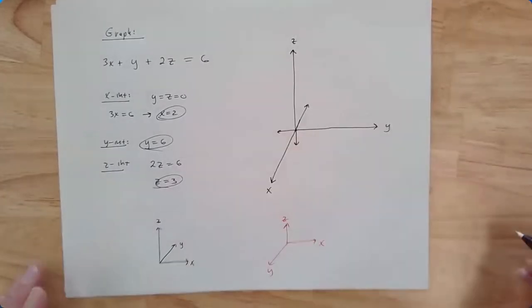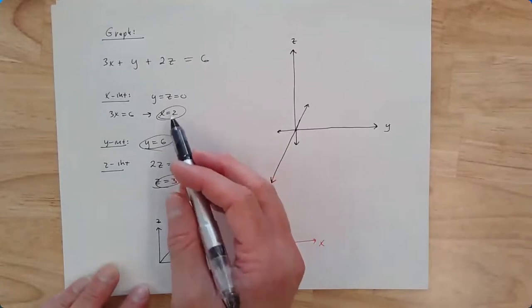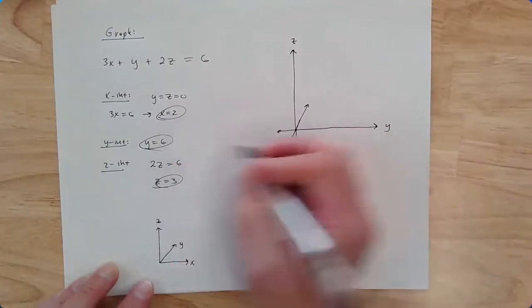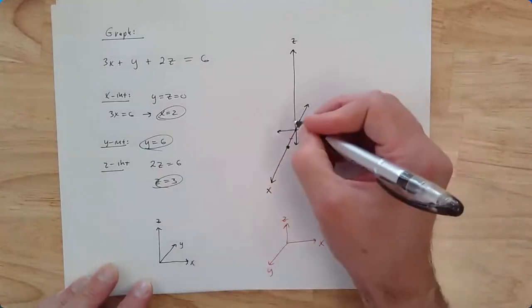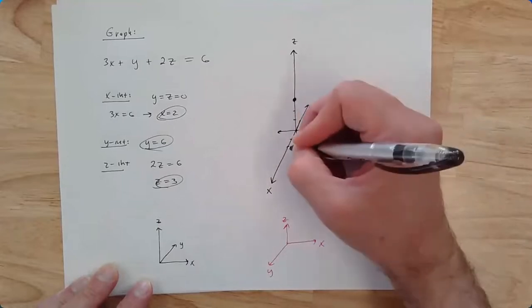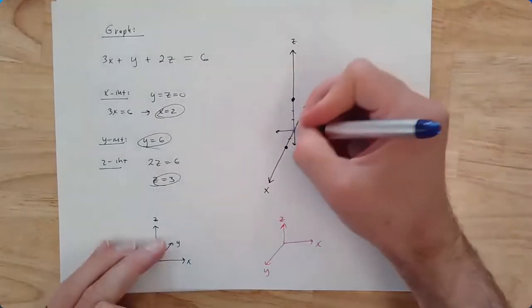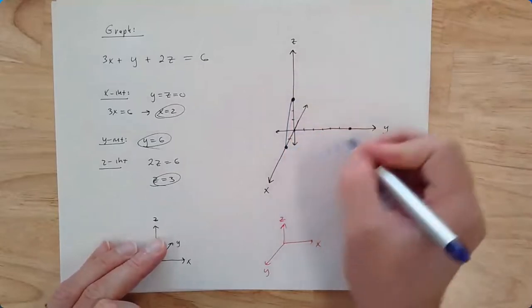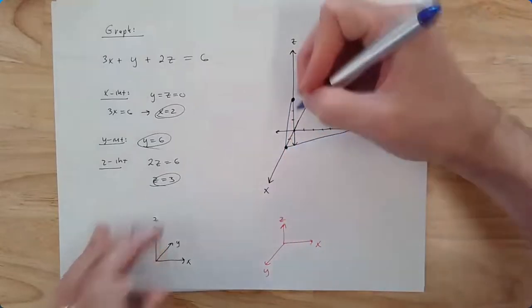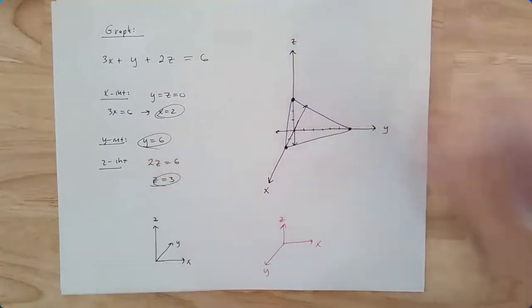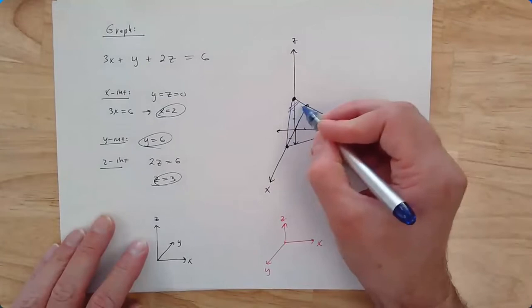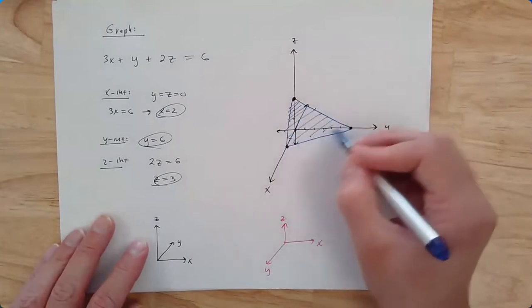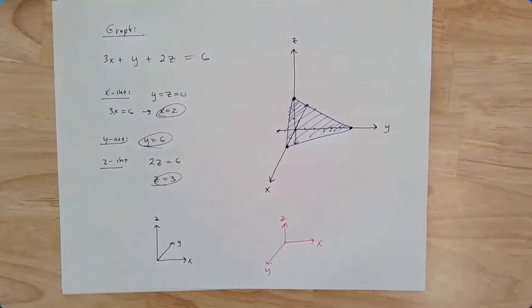Anyway, so graphing this, I'm going to plot my points. I've got x equal to 2, y equal to 6, and z equal to 3. And then here is the plane, or at least part of the plane. Just like in 2 dimensions, we never draw the whole line, we draw part of the line. But there's the part of the plane that's in the first octant. And the origin's kind of behind it.